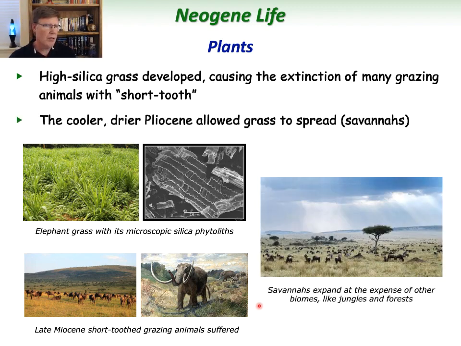This cooler, drier climate really allowed these grasslands to spread. So savannas would have been one of the major biomes on Earth during the Miocene and into the Pliocene.